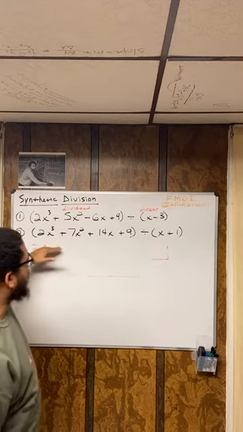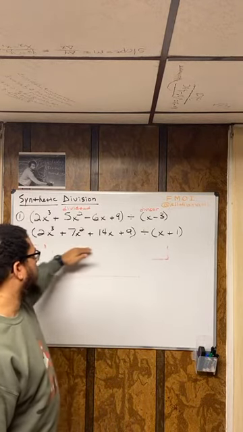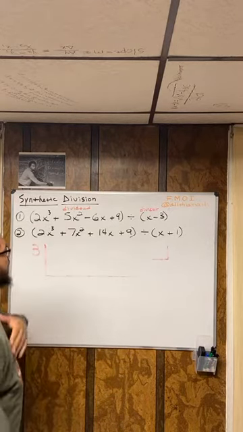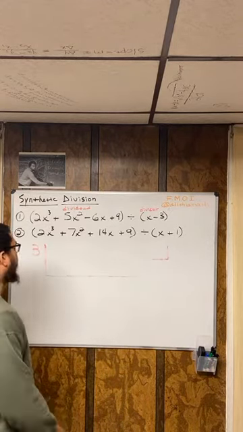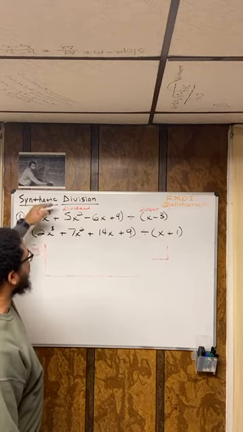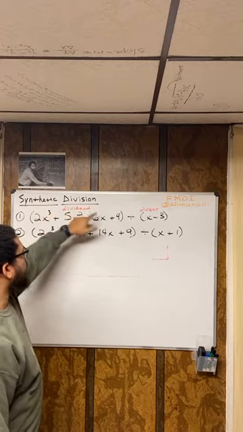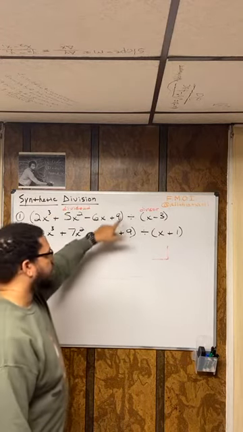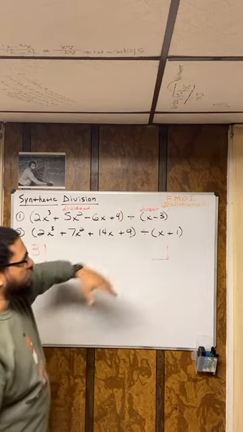Then you're going to have a row of numbers inside the big L. Now, where do these numbers come from? They come from your dividend. So you look at your exponents, and you make sure they're in descending order: 3, 2, 1. Again, no exponent written means 1. This is a constant, so it has no exponent.